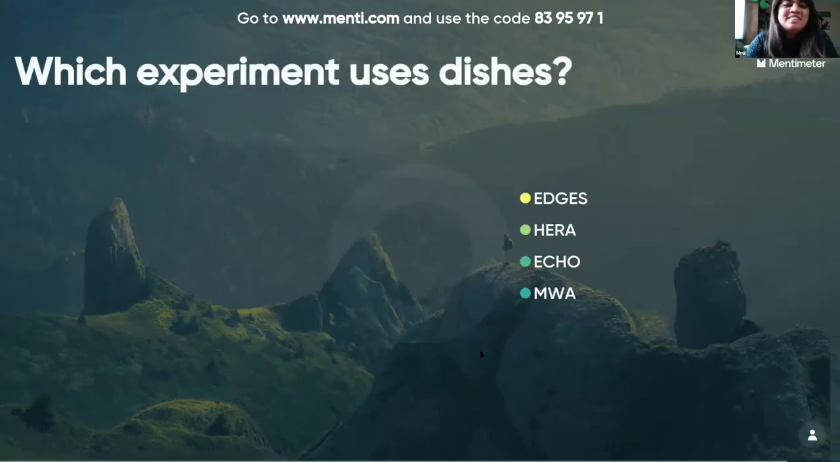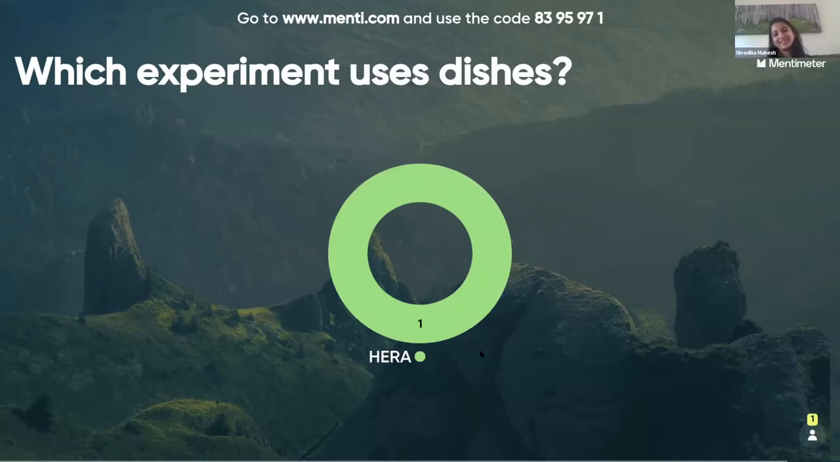I was just about to say that we are hoping to use it over MWA someday. So you guys got that right too. Wonderful. Which experiment uses dishes? Echo flies over the dish, but the experiment uses the drone. HERA is actually the collection of the radio dishes, the 14-meter dishes. And this is in South Africa.